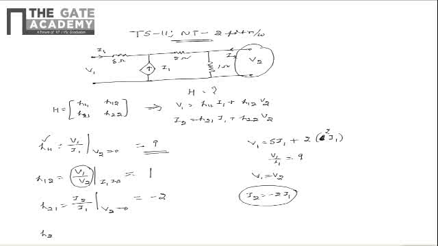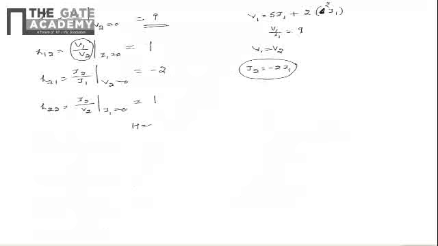And finally, H22 can be written as I2 by V2 when I1 is 0. That is, when the input terminals are left open, the dependent current source will not be present. So in this case, V2 by 1 is equal to I2. So H22 can be written as 1. So from this, we can write the H parameter matrix as 9, 1, minus 2 and 1. Hence the correct option is A.